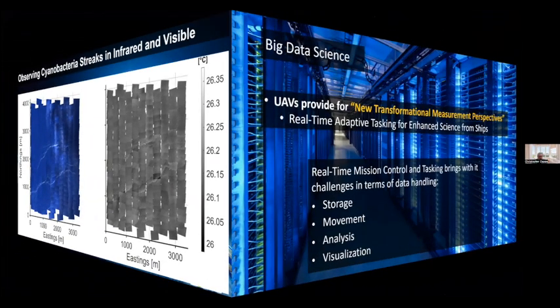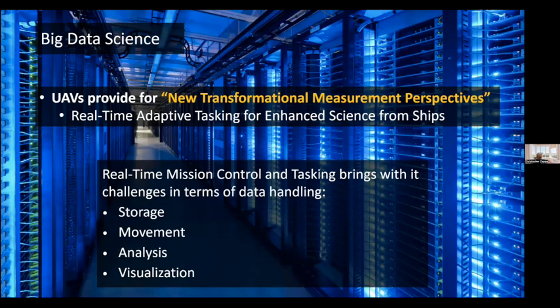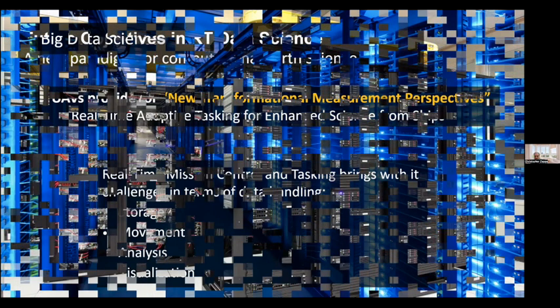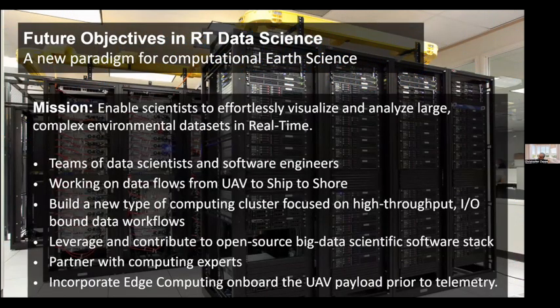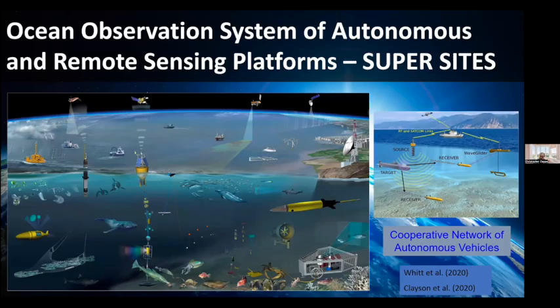But another thing with all these new instruments and observations is that it provides a new realm of capabilities in terms of big data science. With these new transformational measurement perspectives, we can do real-time mission control and tasking, with storage, movement, analysis, and visualization of this data. But not only that, machine learning needs a lot of data to do something. So with these new measurement platforms where we can get lots of data, we can feed that into machine learning modules and build next generation models. But it still needs to be rooted in our understanding of the physics. So I just wanted to highlight that.